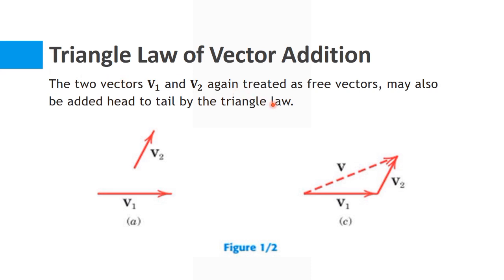Similarly, the triangle law of vectors is actually the head to tail rule. It states that two vectors v1 and v2, again treated as free vectors, may also be added head to tail by the triangle law. If we move vector v2 to the head of vector v1, you can see that the tail of v2 is meeting with the head of v1. So the resultant vector, or the addition of v1 and v2, would be a vector whose tail joins the tail of the first vector, and its head joins the head of the last vector.